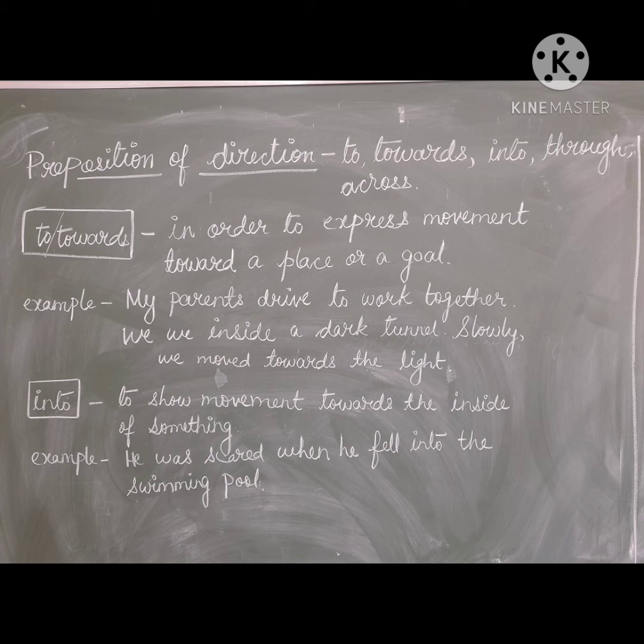We were inside a dark tunnel. Slowly we moved towards the light. Children, I think you all have seen a tunnel while going in a train. Sometimes, in hilly areas or in forest areas, we get this type of tunnel. It's a covered place and totally black inside. And slowly, when we move out of this tunnel, we can see light. So we move towards the light. That means from darkness, we move towards the light. So in this type of sentence we use towards.